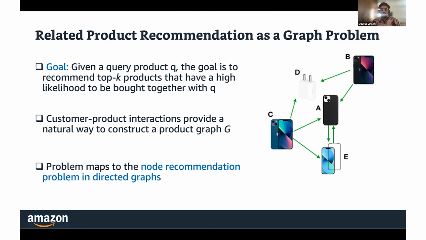So what we want to do is, given any graph of this form, in this context consisting only of products and edges connecting between these products by say co-purchases, we would want to learn the node representations. In this context, this problem translates to what is called node recommendation in directed graphs.